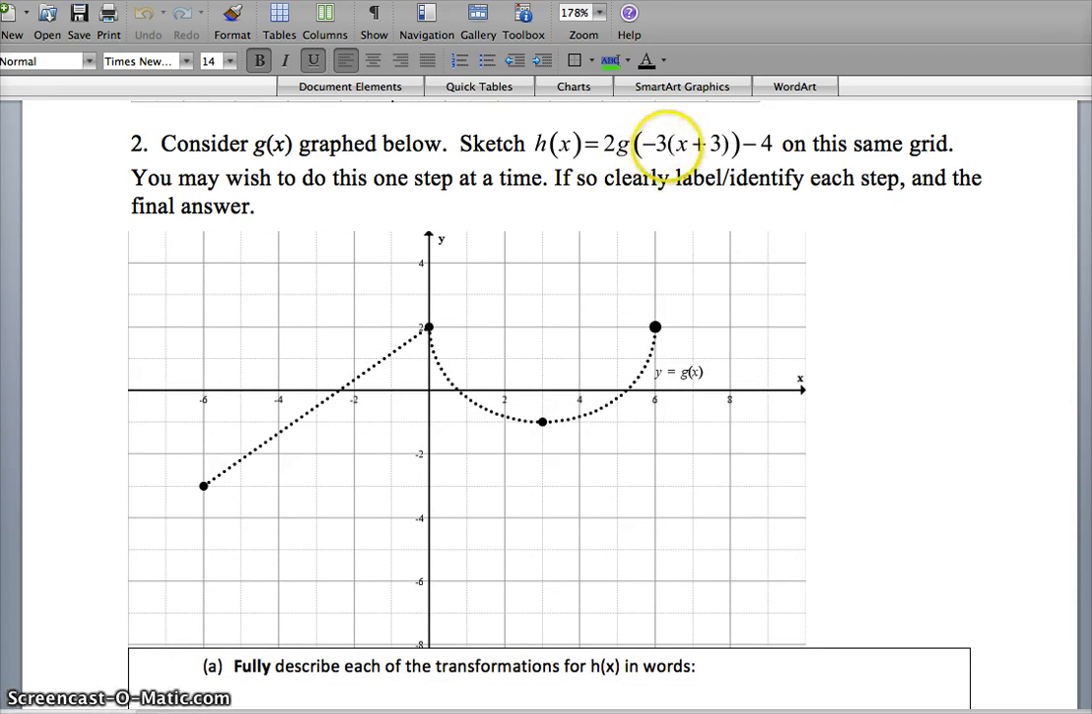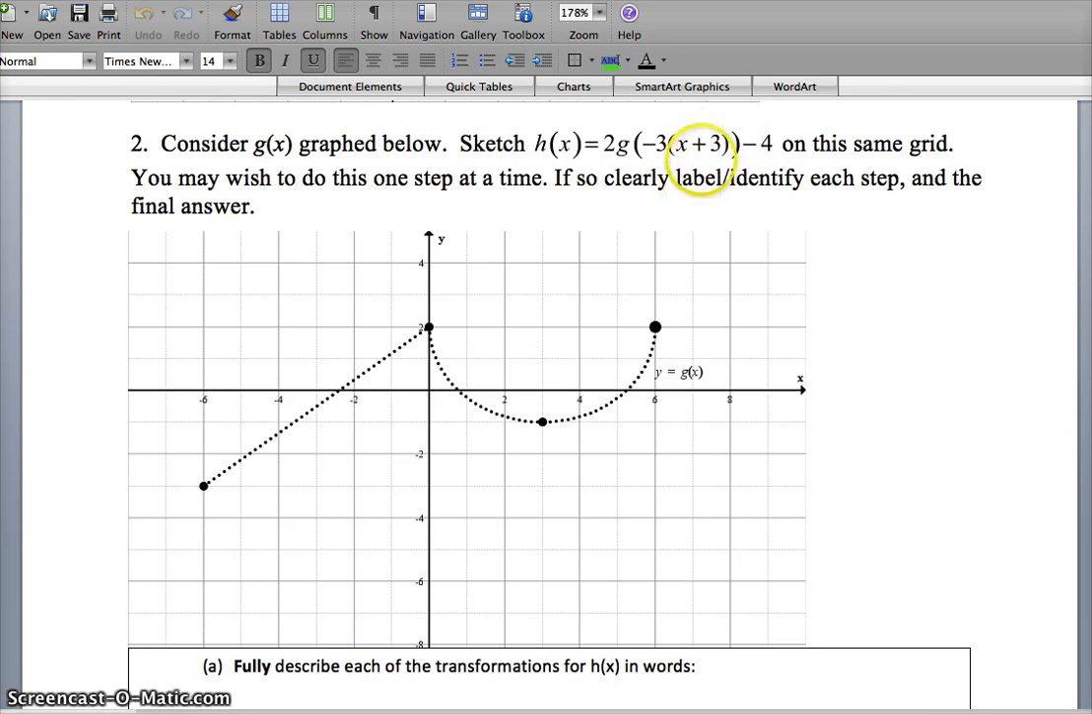Okay. Now we're going to apply this transformation here. We're multiplying by -3 here, so we're going to actually compress by a factor of 1/3 horizontally. So this point (-6, 4) becomes (-2, 4), because 6 divided by 3 is 2.